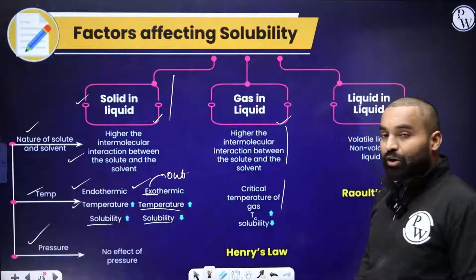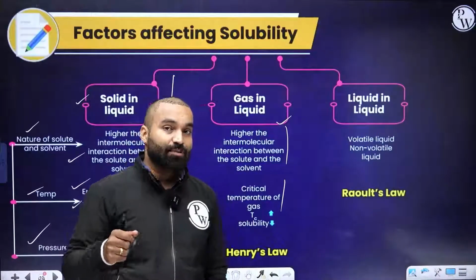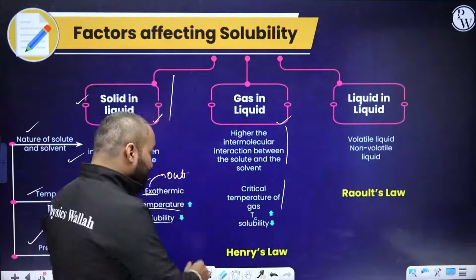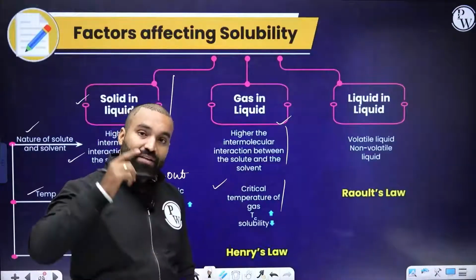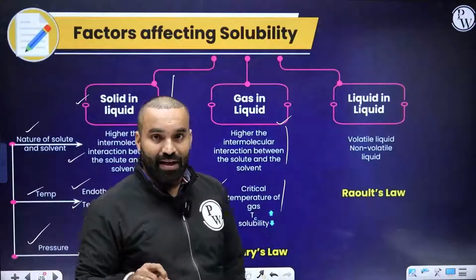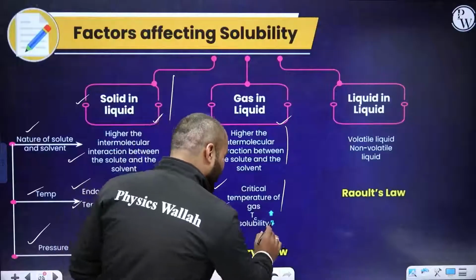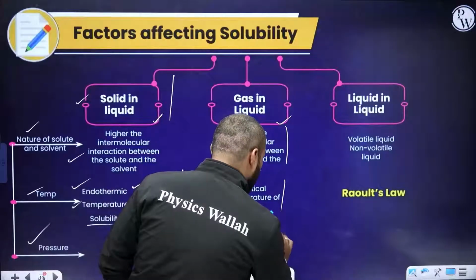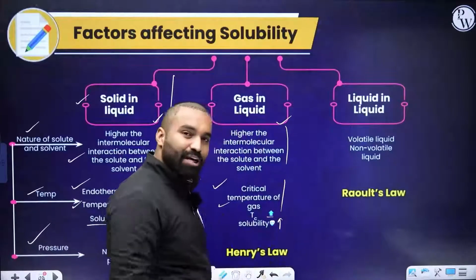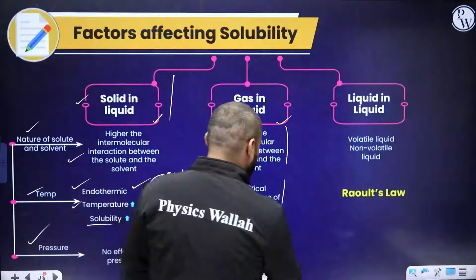Then we have something called critical temperature, TC, that we study in the gaseous state chapter in 11th grade. The higher the TC is, the easier it is for us to liquefy that gas, and then mixing will also become very facile. So the higher the TC, the higher will be the solubility. Please fix it. All right.